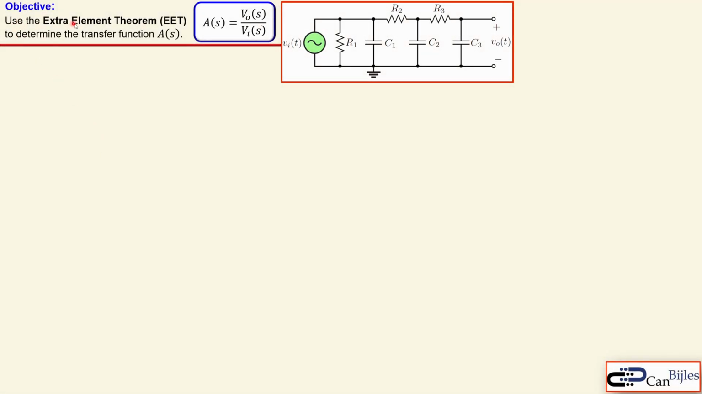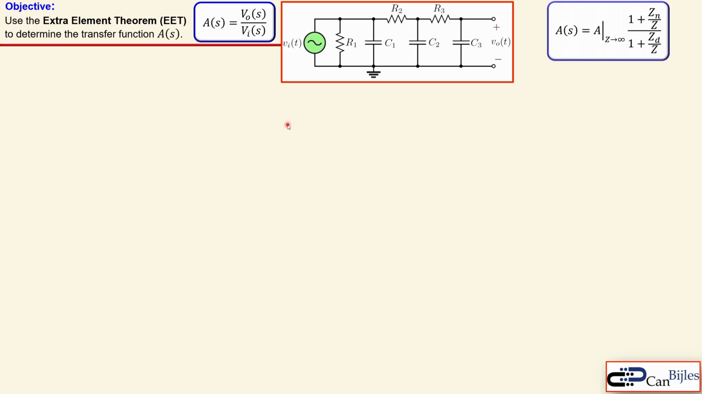We would like to use the Extra Element Theorem, EET for short, to determine the transfer function A given by the output voltage over the input voltage, so V over Vi in Laplace domain. You see here the circuit. We have in total 3 resistors, R1 up to R3, and C1, C2 and C3. This looks like we have 3 capacitors, so you might say this is a third order system or third order circuit, but it's actually a second order since the C1 is actually parallel to this voltage source at the input. But we'll see clearly why this is a second order and not a third order system.